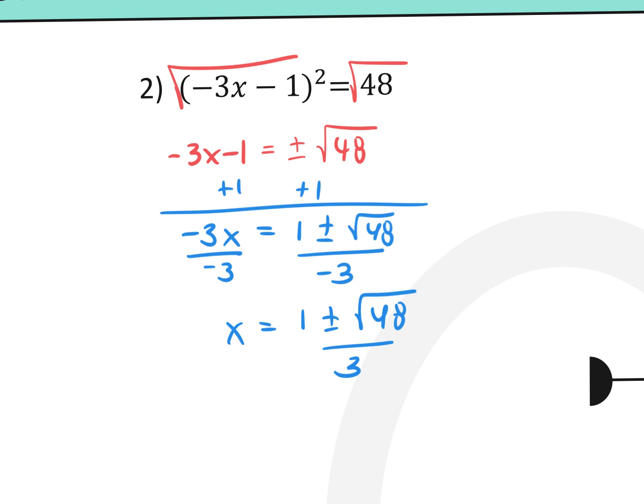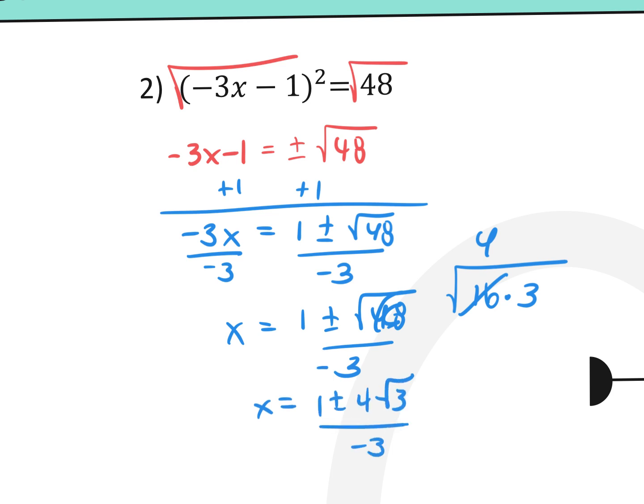What did I not complete yet? I've got to simplify. When I simplify this a bit more, I'm going to break down root 48. The biggest perfect square and non-perfect square in 48 would be what? What times what gives me 48? 16 and 3. What is the square root of 16? So this becomes x equals 1 plus minus 4 root 3 over negative 3. Can I simplify any more?